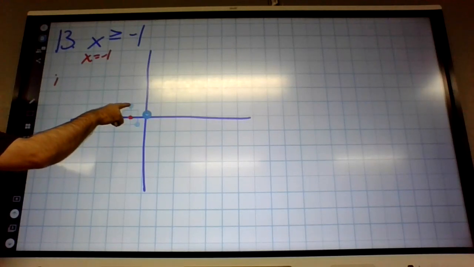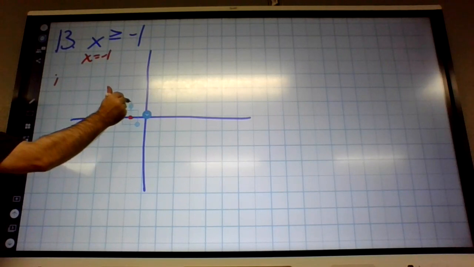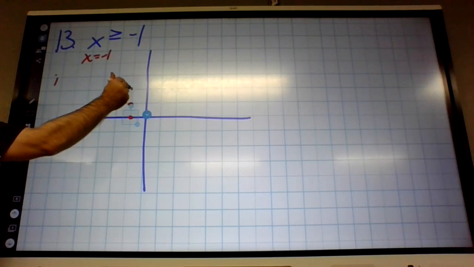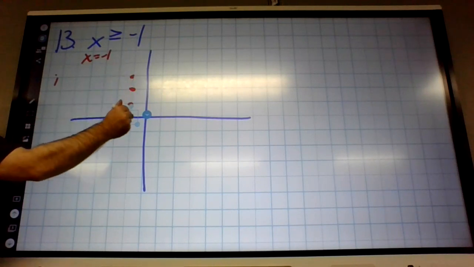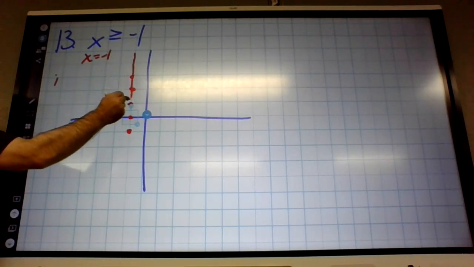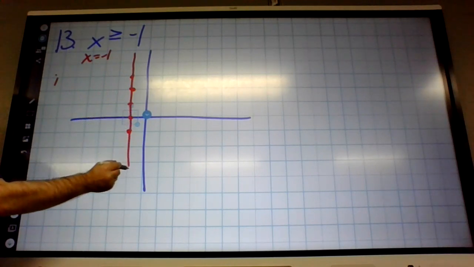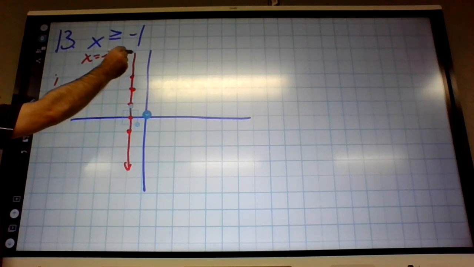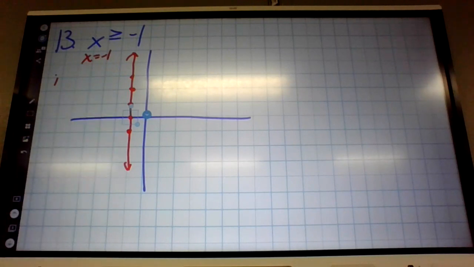What's this? Negative 1, 1. What's this? Negative 2, 1? No, negative 1, 2. Negative 1, 3. Negative 1, negative 1. All these points have in common an x value of negative 1. That's why it's called x equals negative 1.